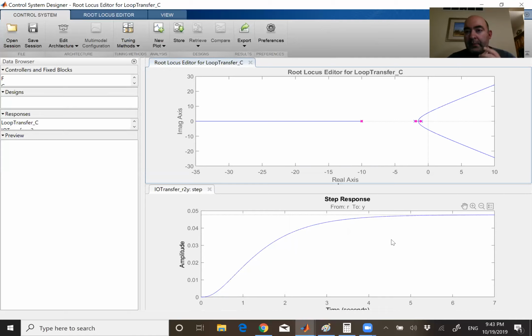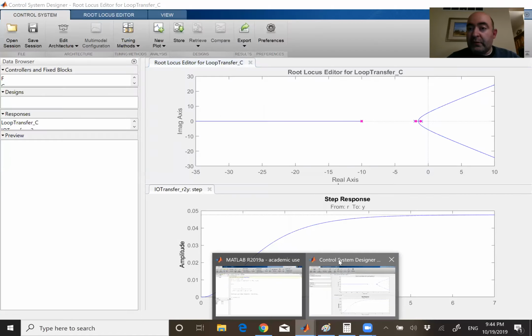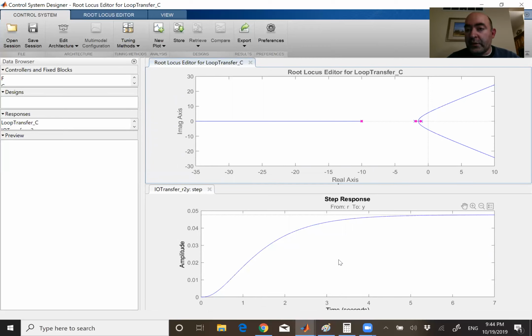Now, we have some design criteria. We want to make sure that the overshoot is less than 10%. And let me make sure I remember correctly, and settling time to be less than 2.3 seconds. So what we can do is we can actually visually incorporate those design criteria here. So you would come to the page for root locus, you right click, and you would say, I want to add a design requirement. So design requirements, new.